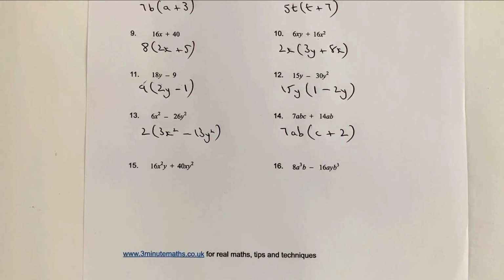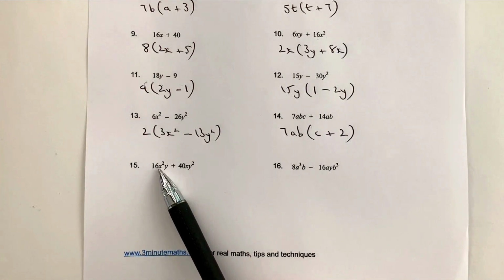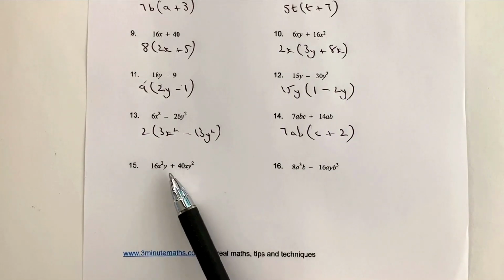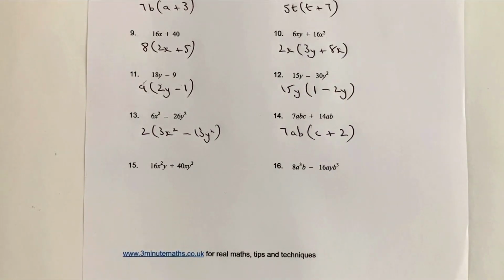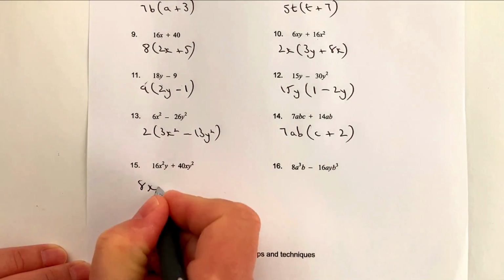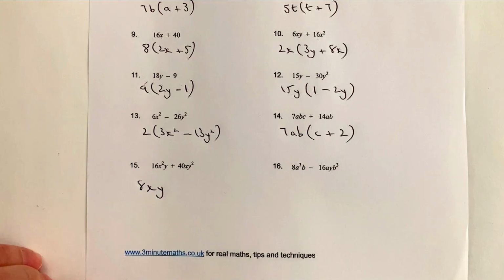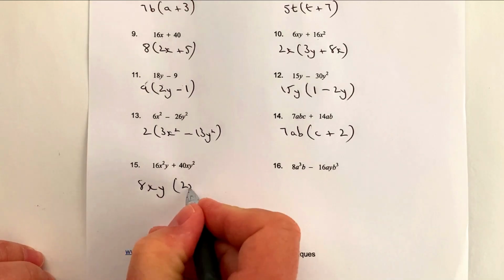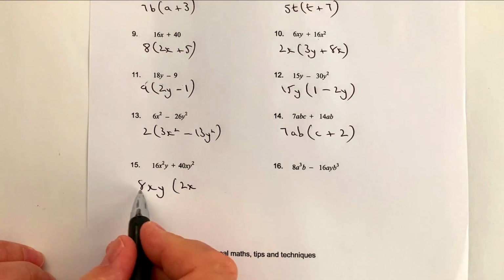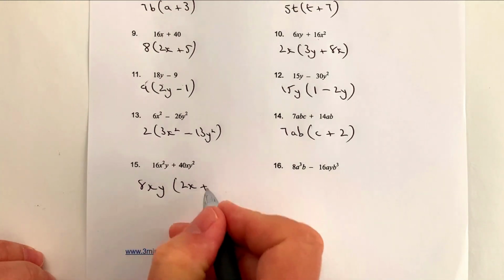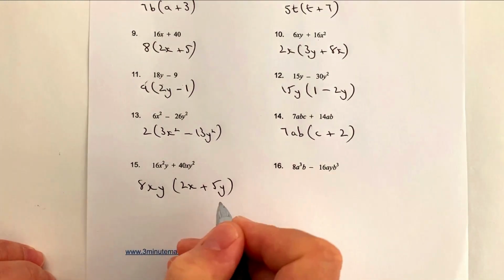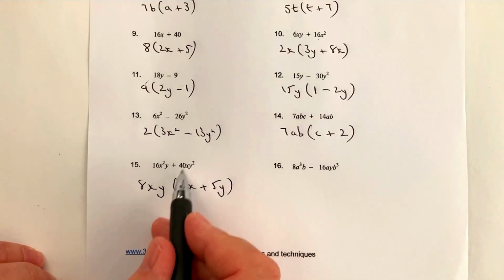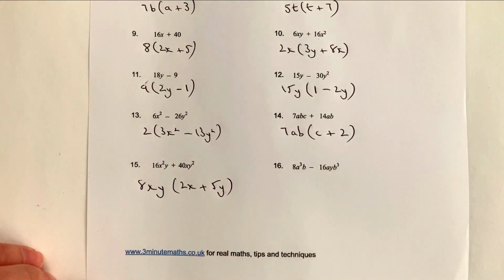So looking at the letters, now a little bit careful on this one. This means x times x. So I can take x out of both terms. And this means y times y. So I can take y out of both terms. So I'm going to take 8xy. So a little bit trickier, this one. Okay, open the brackets. What do I multiply that by to get that? Well, I multiply it by 2x. What do I multiply that by to get that? Is going to be plus 5y. Okay, because 8 times 5 is 40, and xy times y is going to be y squared.